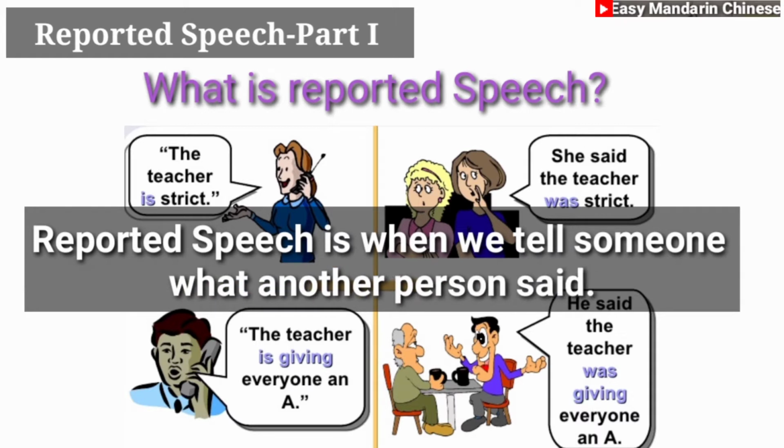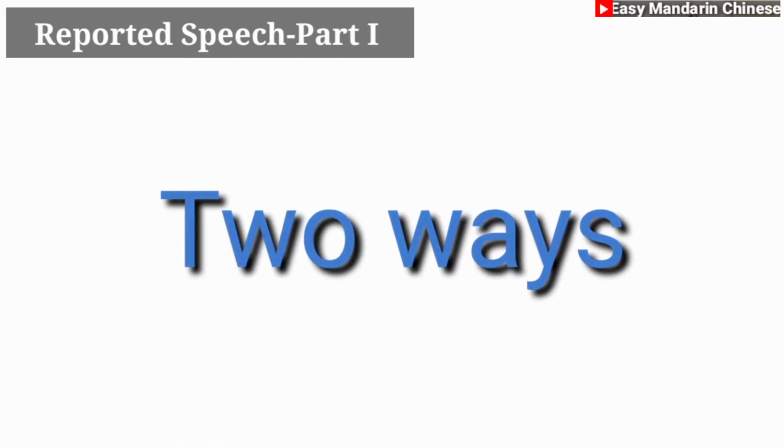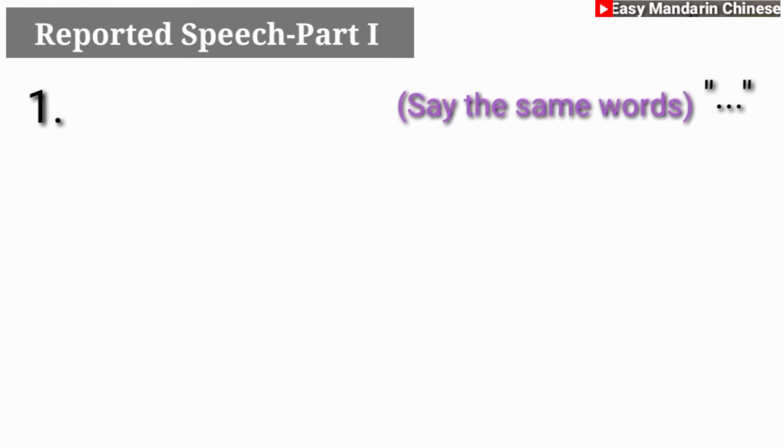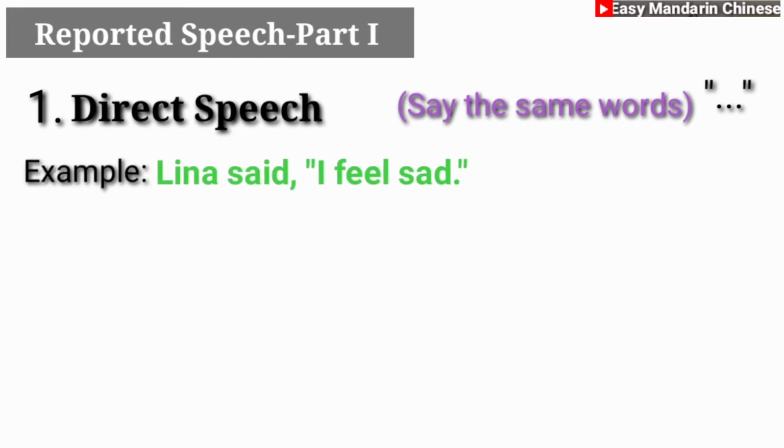Well, it seems that we often need to tell others what someone else said. Since that's the case, how can we do this? Well, there are two ways to do this. One is to say the same words and use either single or double quotation marks, and that is direct speech. Example, Lena said, "I feel sad."